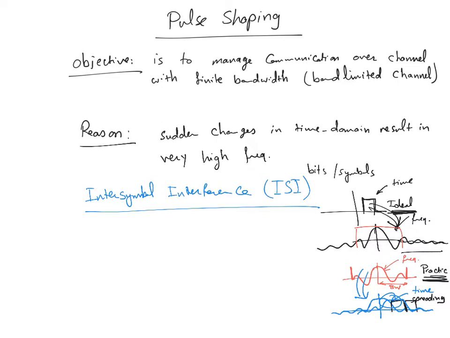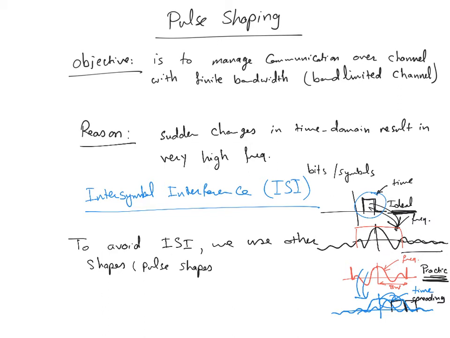Now, in order to avoid that, rather than using the square pulse shape, the solution is that to avoid ISI, we use other pulse shapes, different from the square shape. So basically the square shape is no good, right?